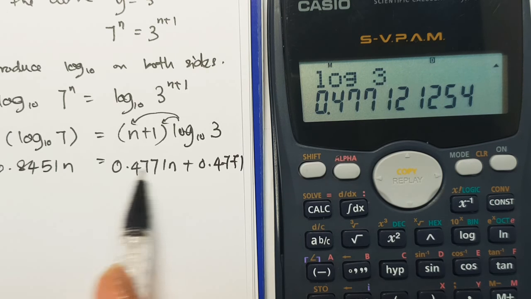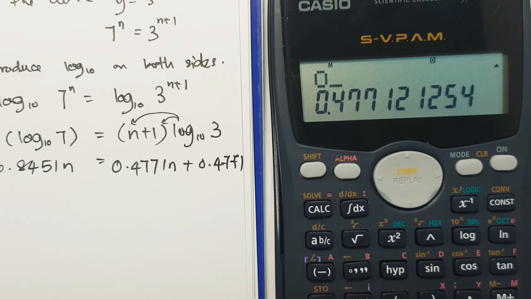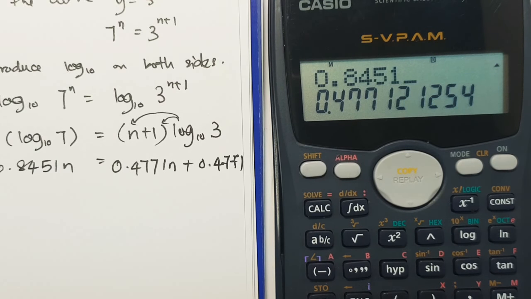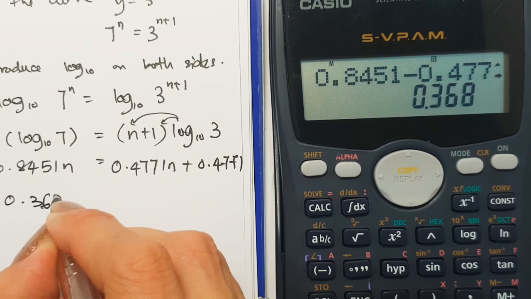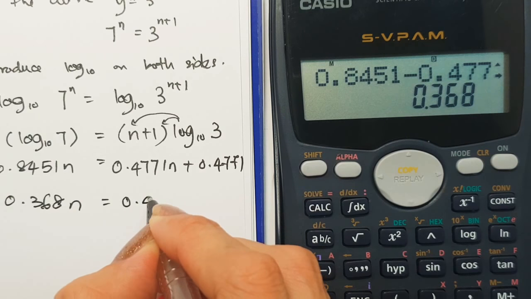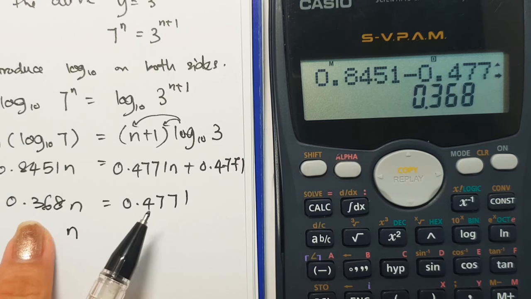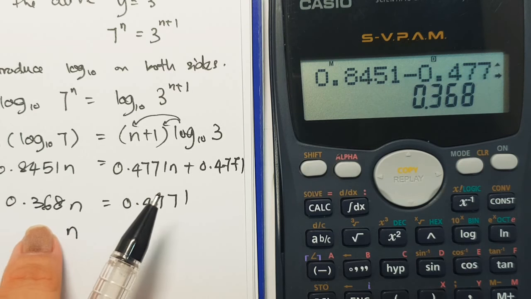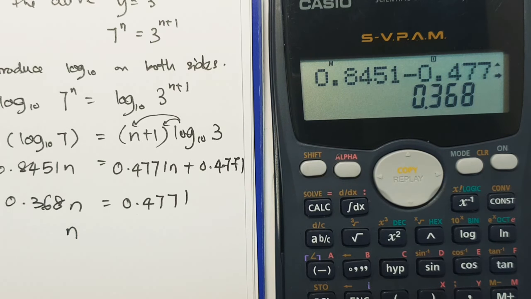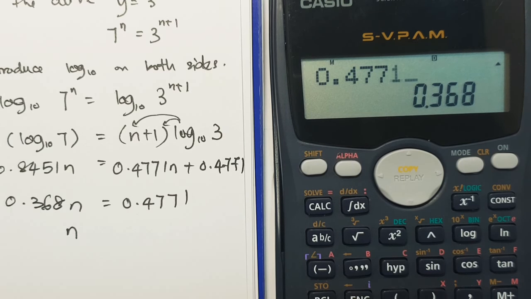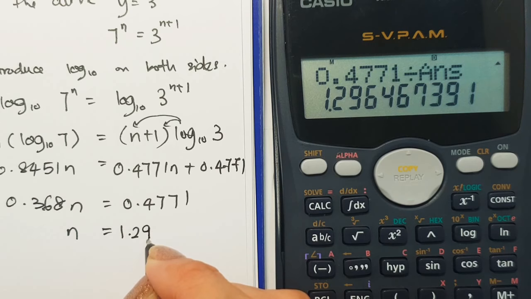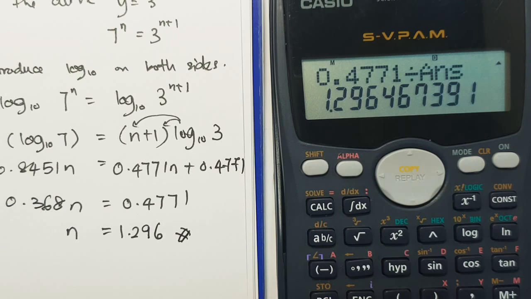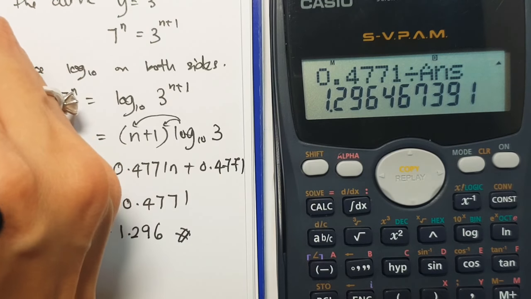The n here and the n here, we can combine the terms. That means we have to take 0.8451 minus 0.4771 for the n. We will have 0.368n equals 0.4771. Therefore, n, okay, bring the 0.368 across. So we take 0.4771 divided by the 0.368 just now, yeah? So we will have 1.296. And that is the answer for question number 8.